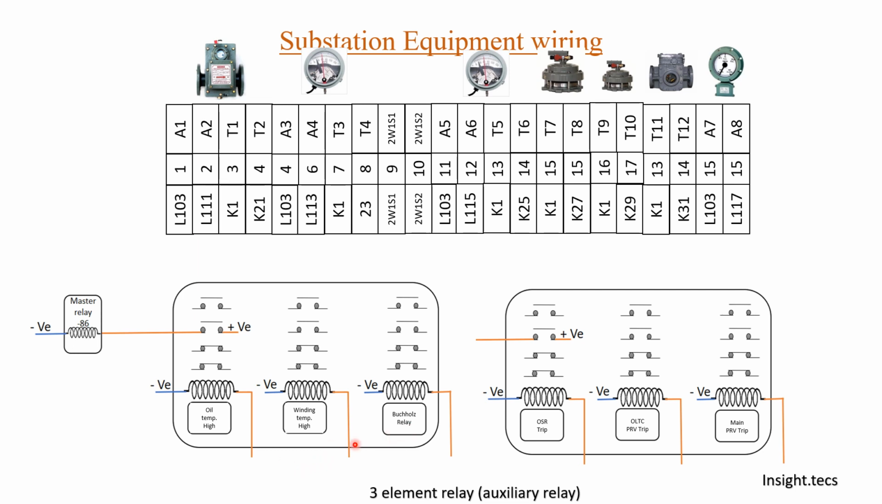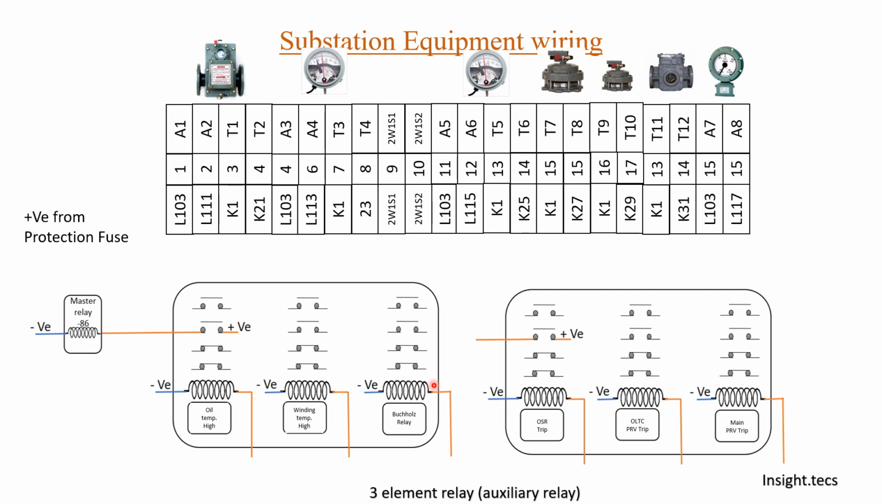For Buchholz relay, for winding high temperature, for oil high temperature, for OSR trip, OLTC PRV trip and main PRV trip, right? For each element, for each auxiliary protection, there is a separate coil inside this auxiliary relay. Now let us see how we are going to do the wiring. For each coil, negative will be supplied from the panel itself.